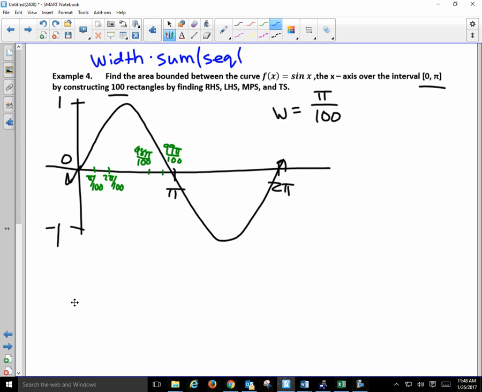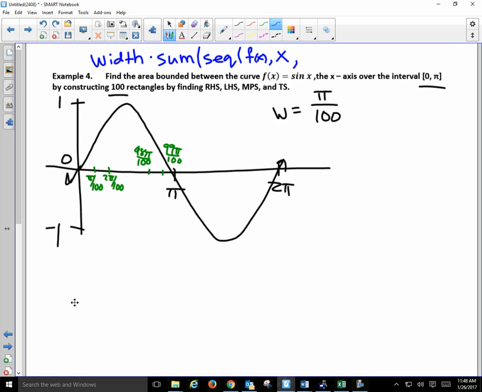Now, what we have to tell your calculator, in order to determine the sequence that it adds up, is how we calculate the height. What determines the height here? What do we use to determine height? Sine of x. So you type in the function, and then your calculator really needs to know the variable it's using to plug stuff in, and it wants to use x. So you tell it to use x, and these are commas.